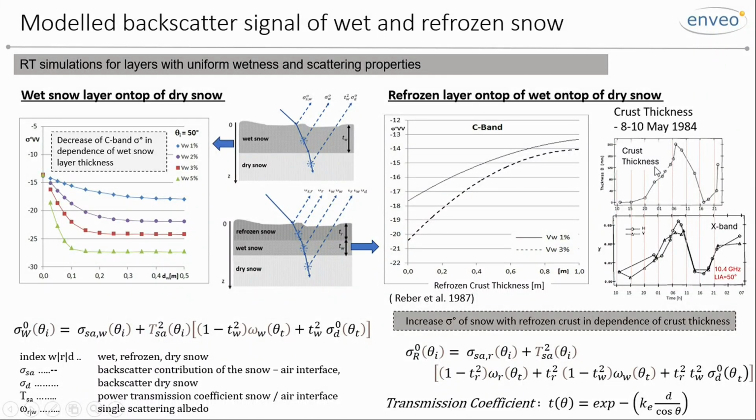In the 80s, Christian Mätzler and Reber made an experiment overnight, and I want to show this because it is a really unique and interesting measurement. They measured continuously with a ground-based scatterometer at X-band in this case, every couple of hours, the backscatter during the day and during the night. This was on the 8th to 10th of May. There was some melting during the day and refreezing during the night, and they measured by hand the thickness of this refrozen crust to see the impact of this.